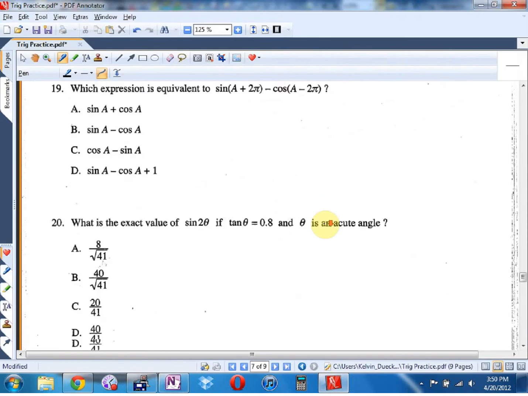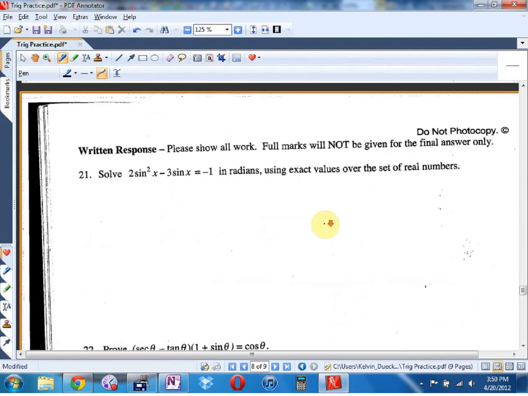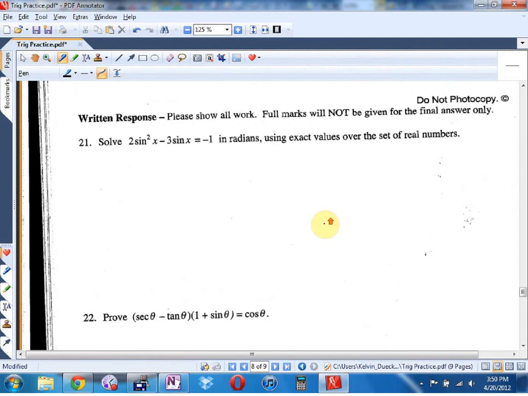19's a little overkill. 20 I did last. 21, now we're on the written. Are you guys okay with a quadratic trig equation, or would you like me to do this quadratic trig equation here? First of all, how do I know it's a quadratic? Because it's got a squared. You want me to do this one or not?